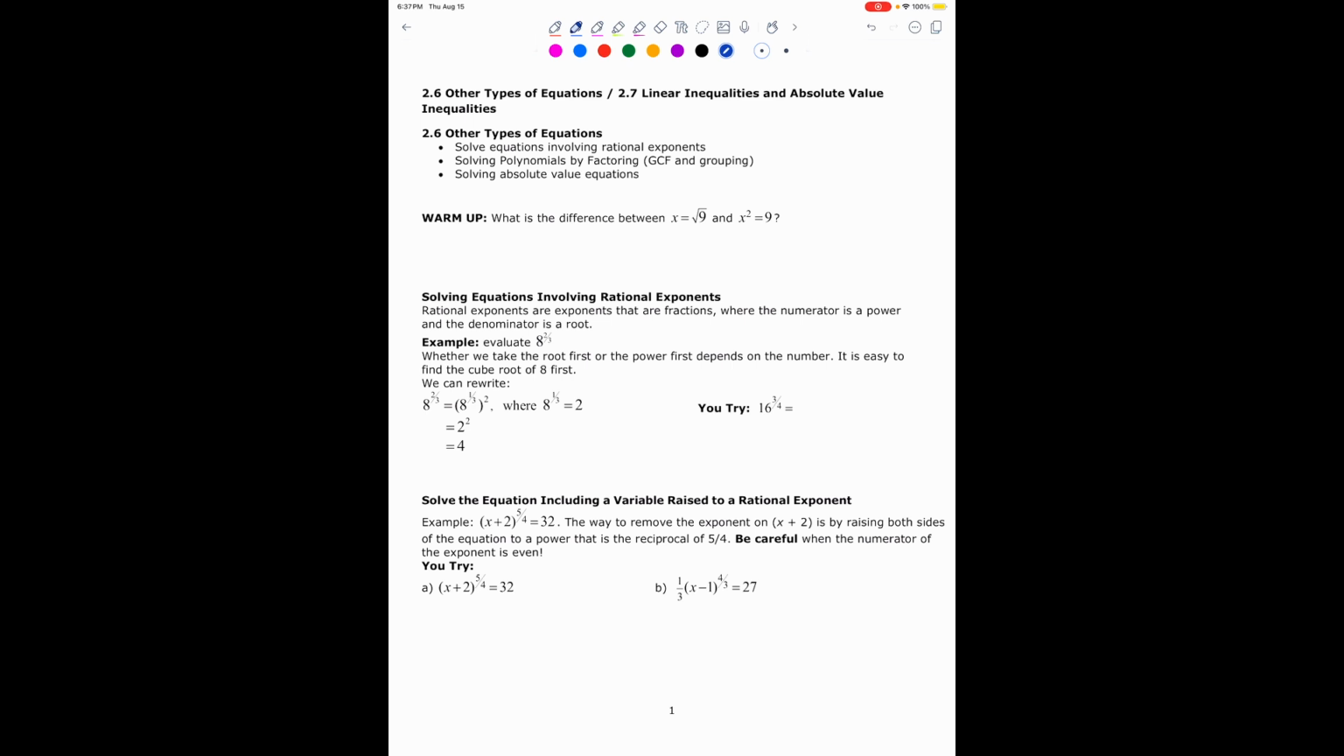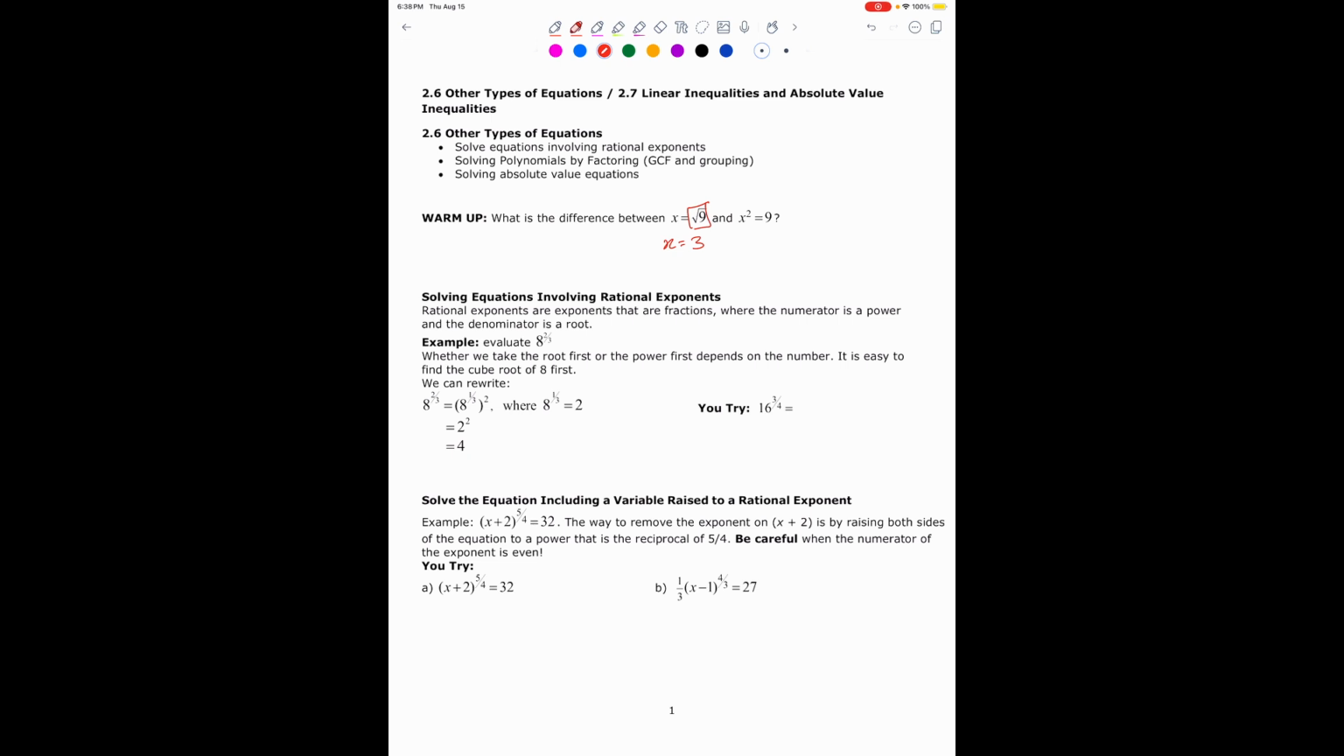square root of 9 and x squared equals 9? And the difference is very obvious. The first one has a solution of x equals 3 only, because it is basically the square root of 9. And we just want to find the square root of 9, not relative to the x. X squared equals 9. This is an equation that we need to solve.